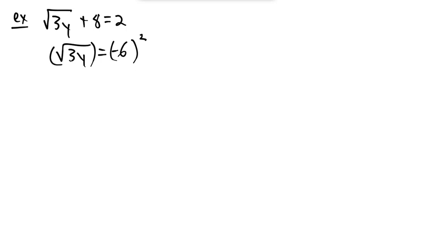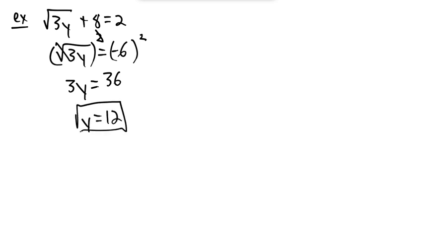Going to square these to get rid of that square root. And what are we left with? We're left with 3y is equal to negative 6 times negative 6, which is positive 36. Now we solve, divide by 3, we get y is equal to 12. All right, we're all done, right? No, gotta check this. So let's go ahead and check this, put it back in.